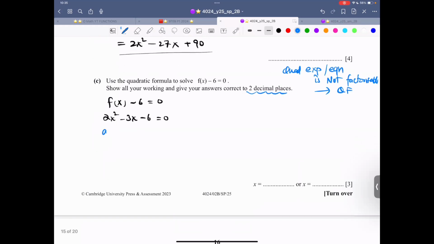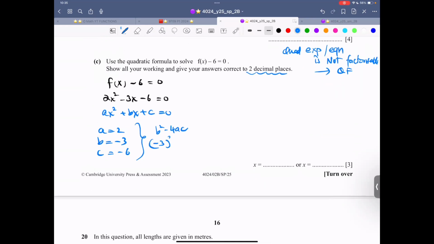So this is ax squared plus bx plus c equals 0. Therefore, a is 2, b is negative 3, c is negative 6. Let me evaluate b squared minus 4ac separately. So this is (minus 3) whole squared minus 4 into 2 into negative 6. This is 9. 2 into 6 is 12, 12 into 4 is 48, plus 48. So this comes out to be 57.